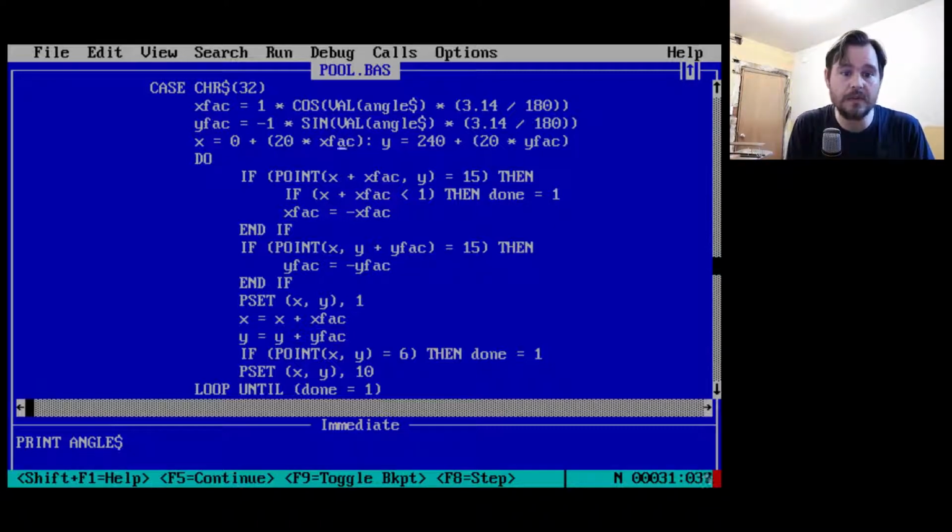Okay, x equals 0 plus 20 times the xfac. Y equals 240 plus 20 times yfac. This is just putting the starting position of the ball at the very end of the pool cue. Okay, now we're going to loop around.